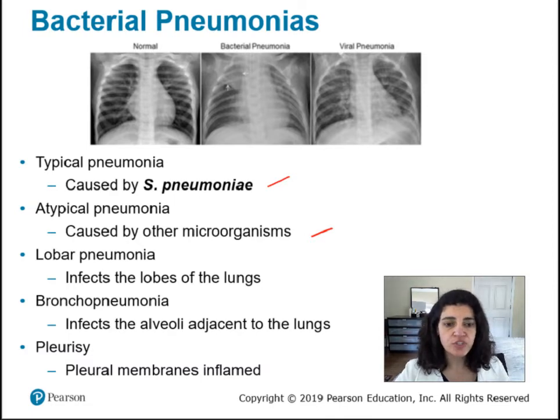And pleurisy, which is inflammation of the membranes, right, that are around the lung. Symptoms of bacterial pneumonia are always cough, fever, difficulty breathing, and are more common in the very young and the very old, and people with pre-existing health problems.